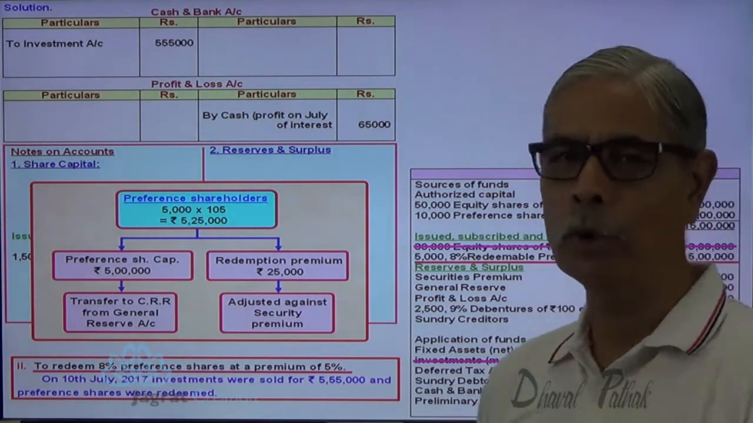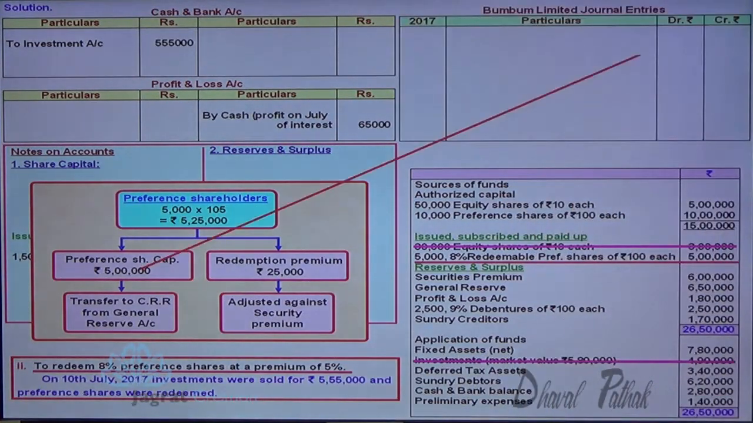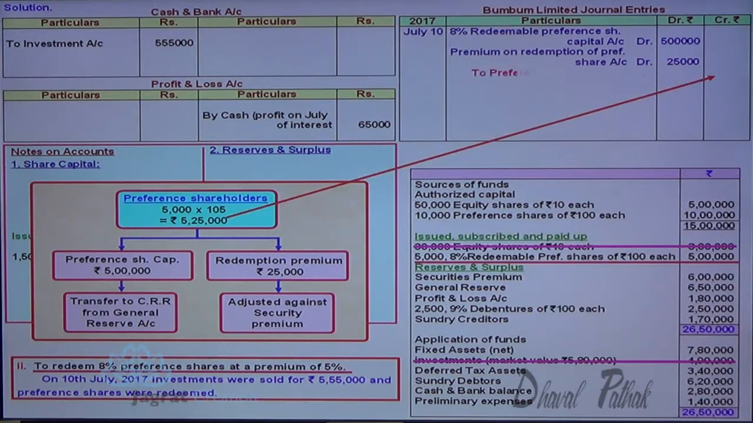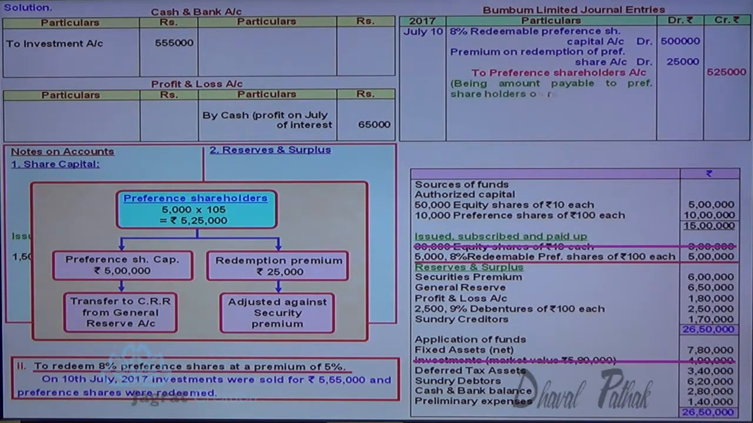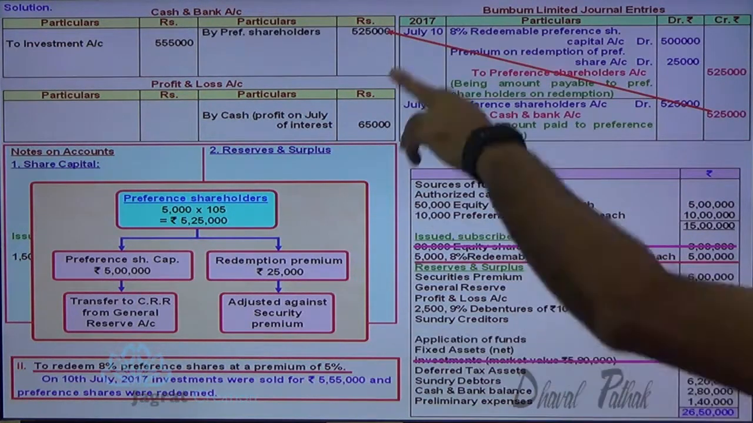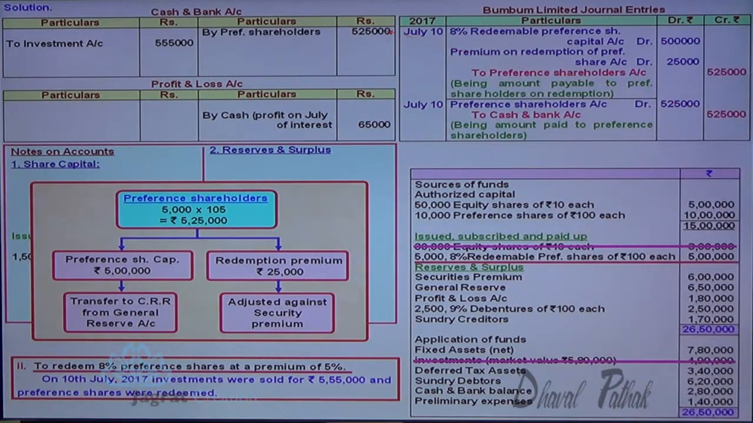So this is how I am going to write down the journal entries. So first of all, redeemable preference share capital account debit, preference share redemption premium account debit to preference shareholders account credit. Preference shareholders account debit to bank account credit. So bank account is credited for payment made to preference shareholders.